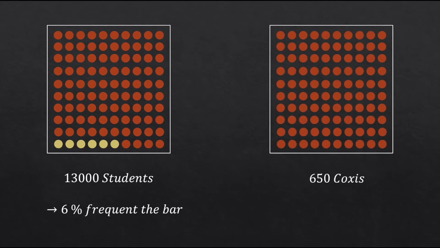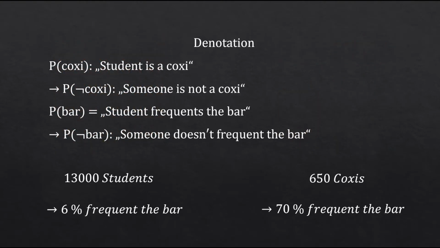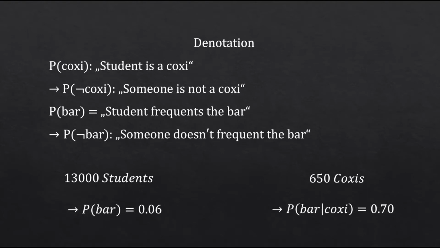Well, let's see. First, our given points. These are that there are 13,000 students at the University of Osnabrück, of which around 6% frequent the bar. And of those students, 650 study Coxi. And of those then, around 70% frequent the bar. Our chosen denotation for the entire exercise looks like this. If we then transform our given points, it comes to p of bar is 0.06 and p of bar, given that they're Coxi, is 0.7.